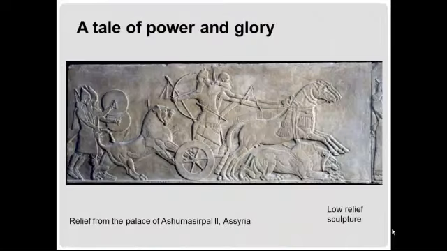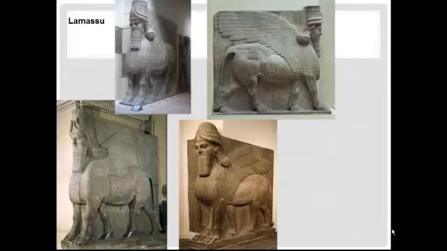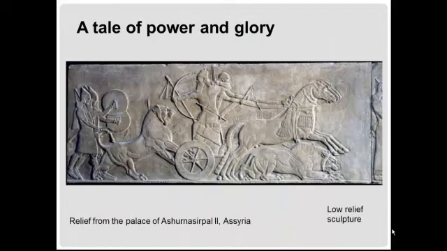Now, I'm also not going to talk very much about the reliefs from the palace of Ashur-nasir-pal, although I would note that the Lamassu, let's go back and look at that again, is high relief. It is not in the round. It's still carved out of the stone, but it comes out quite a long way. It's almost 3-dimensional, and it comes out a significant distance from the stone, whereas the registers, the narrative tales of power and glory of the palace of Ashur-nasir-pal are low relief. They don't extend very far out from the wall.